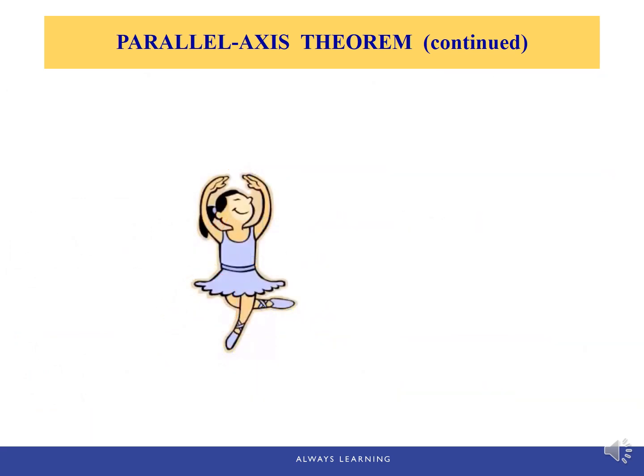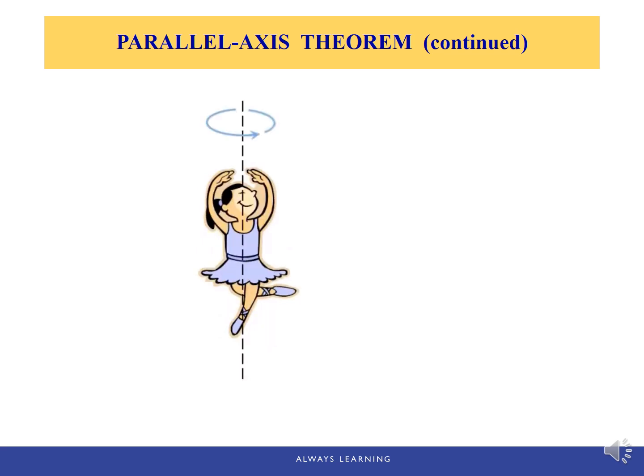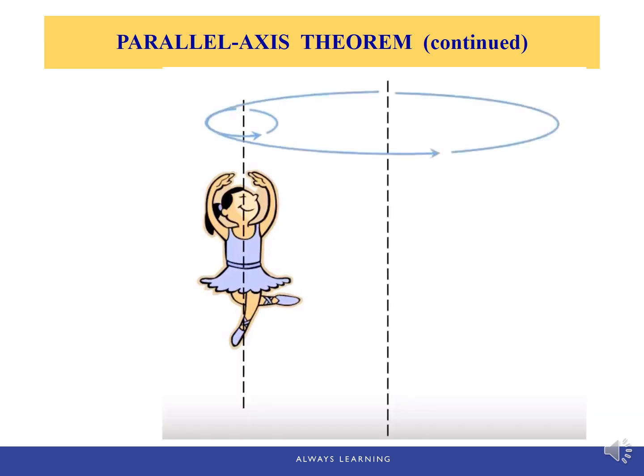To help us understand this statement, we can think of a ballerina who is spinning. It will be much easier for her to spin about her own centroidal axis, the axis passing through the center of the body, than if she is spinning about an axis that is outside her body or far away from the centroidal axis.